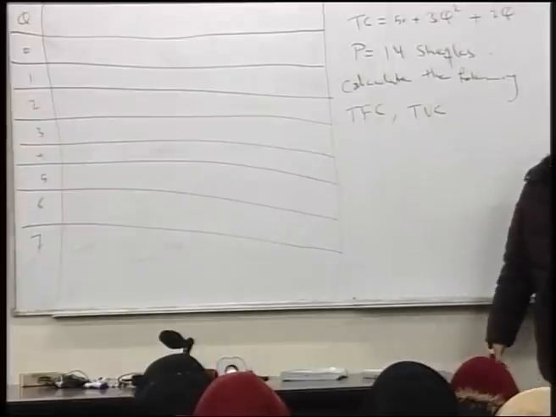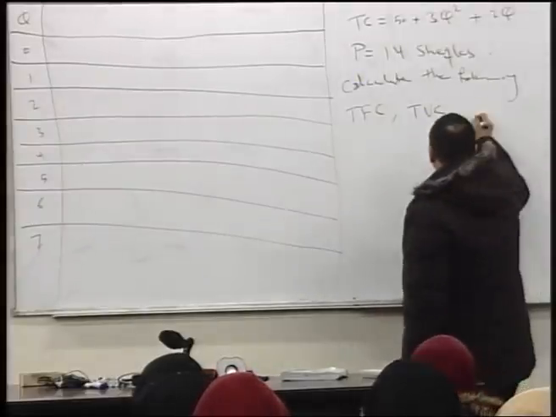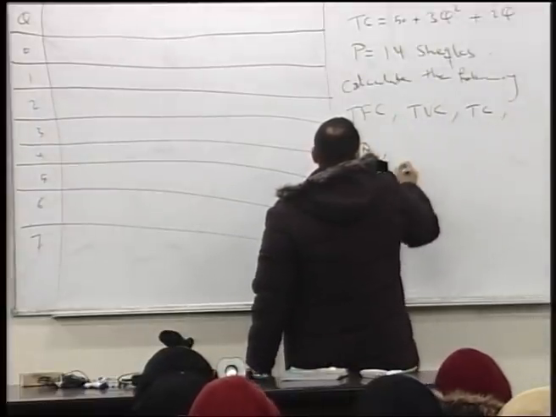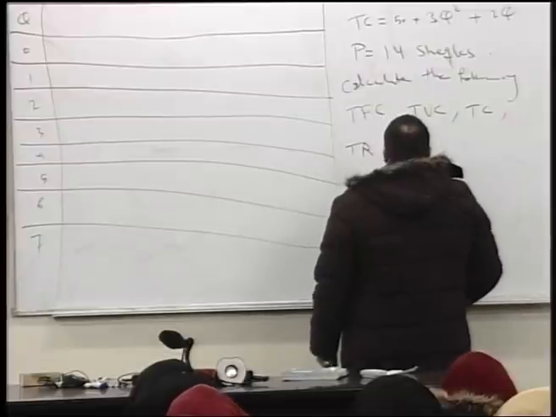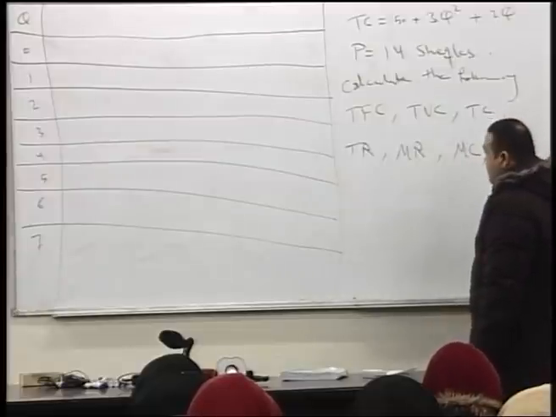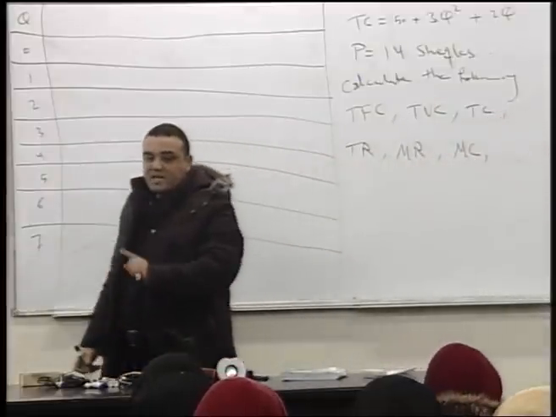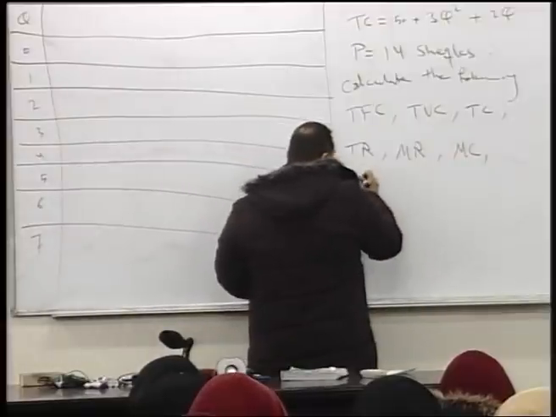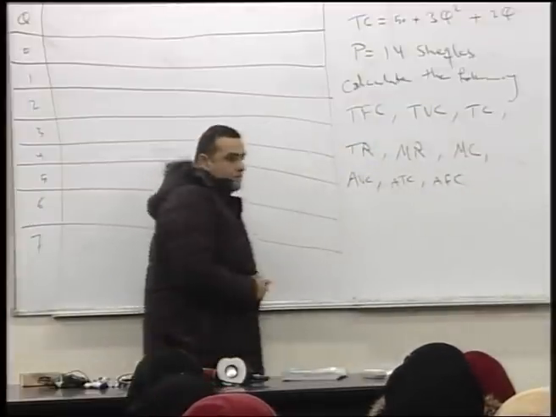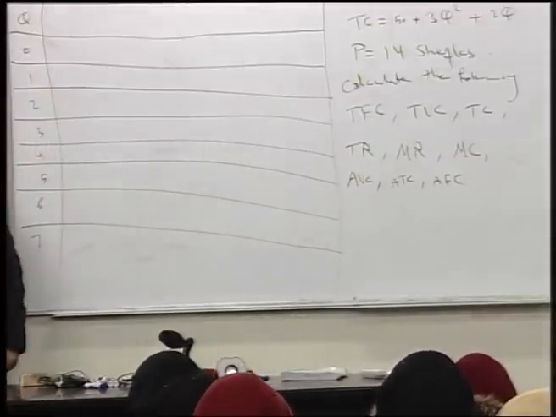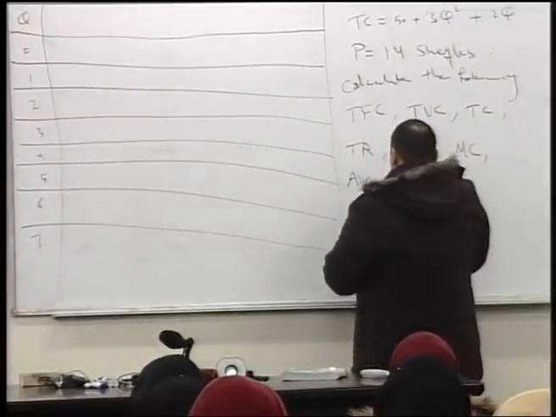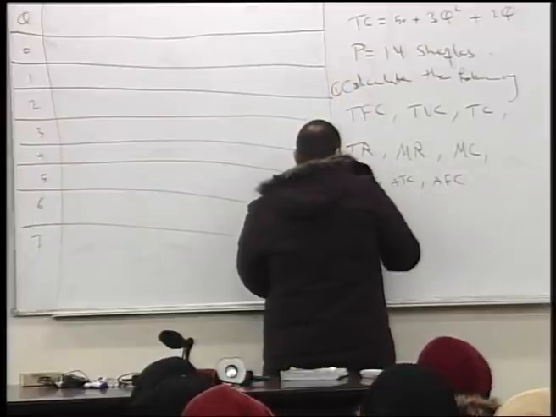Then we get TFC and TVC and TC. Total revenue, marginal revenue, marginal cost, AVC, AFC, ATC. Number two, a different quantity sold here. This is number one.